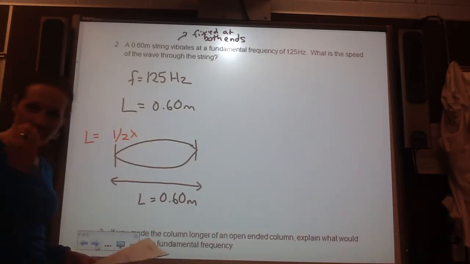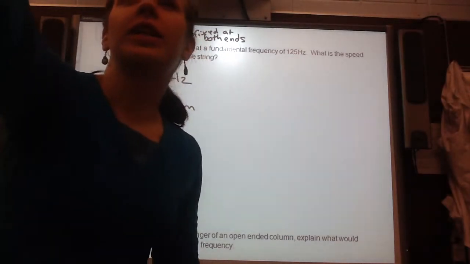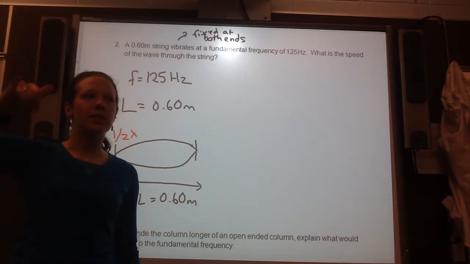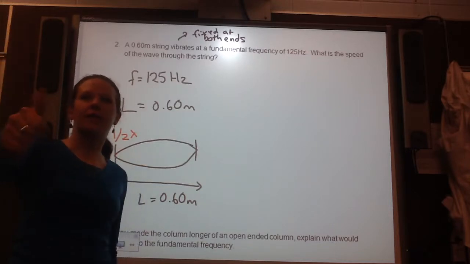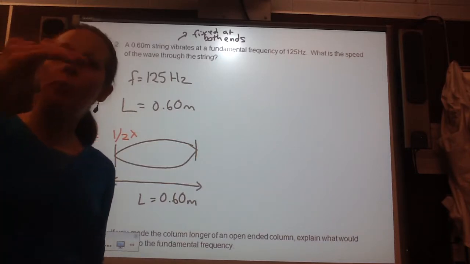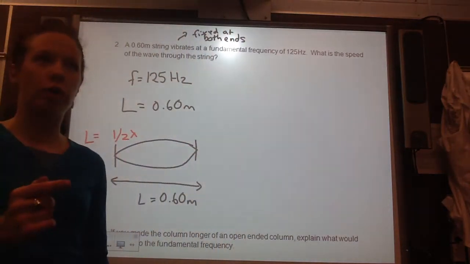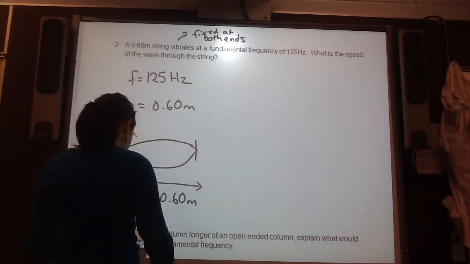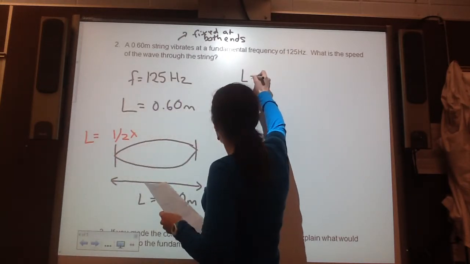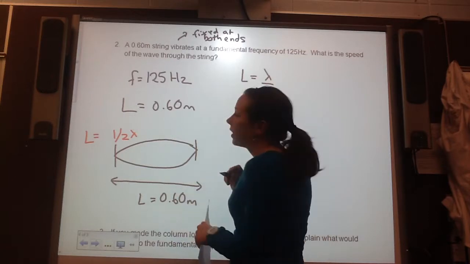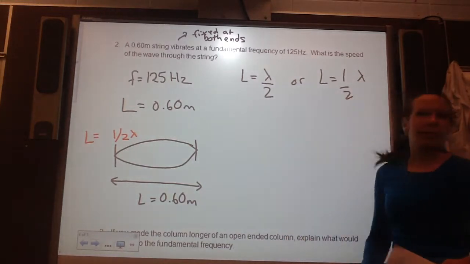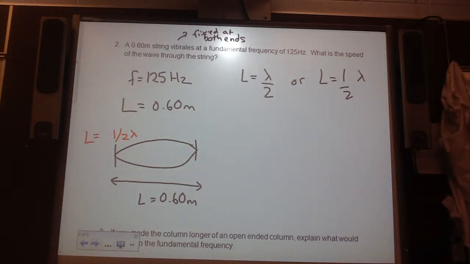If it's fixed at both ends, is it always? Good one. Okay, good. Rachel made a good observation. She said, if it's fixed at both ends, fundamental frequency is half. If it's open at one end, fundamental frequency is a quarter. Good observation. Okay, so we have two formulas. We have our L is equal to wavelength over 2, or L is equal to 1/2 of wavelength, okay? That's kind of what we made.